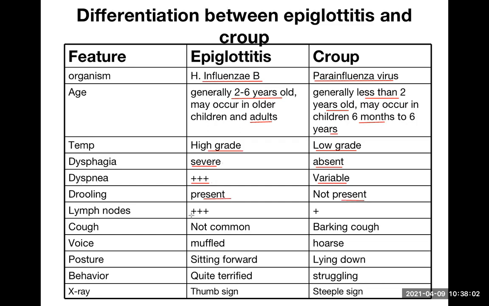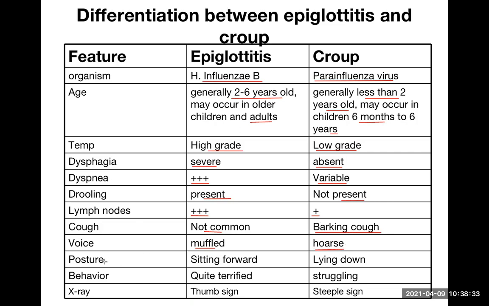Lymph nodes are palpable in epiglottitis, because it's a bacterial infection, so there is a higher chance. In croup, they may not be palpable, or just palpable, or slightly enlarged. Cough is not very common in epiglottitis, whereas in croup, it is a diagnostic feature. There is a barking type of cough. Voice is muffled in epiglottitis, and it is hoarse in croup. Hoarse type of voice, the quality of voice changes.